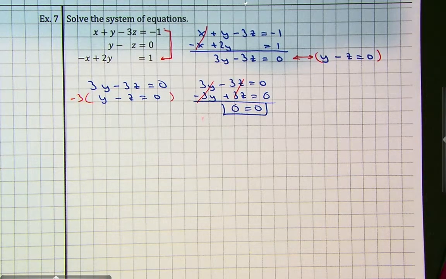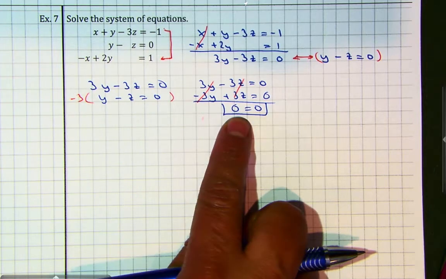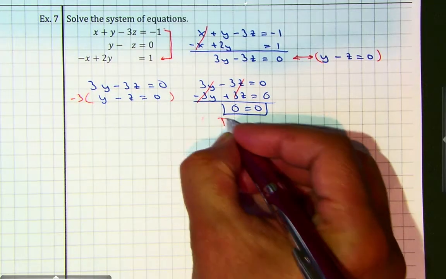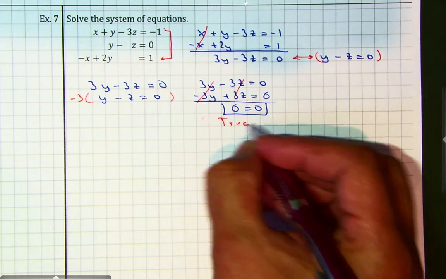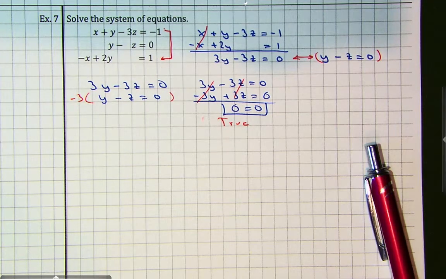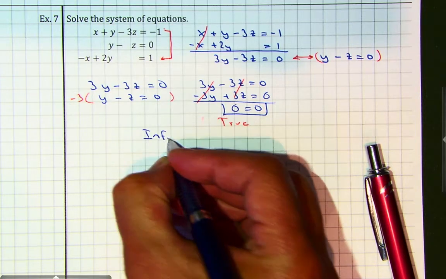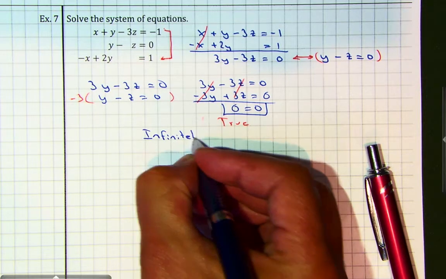Once I have 0 equal to 0, is that true or false? That is a true statement. So what does that mean? That means that we have an infinite number of solutions. So infinitely many solutions.